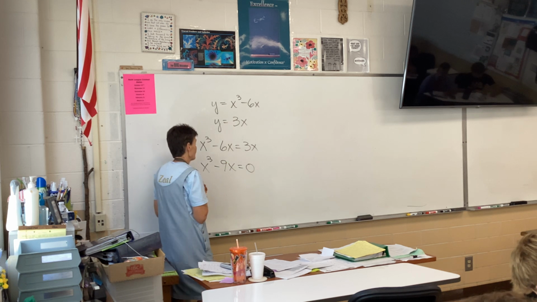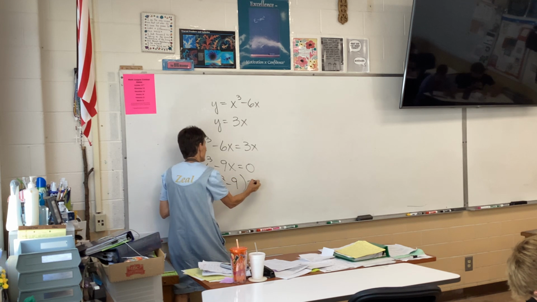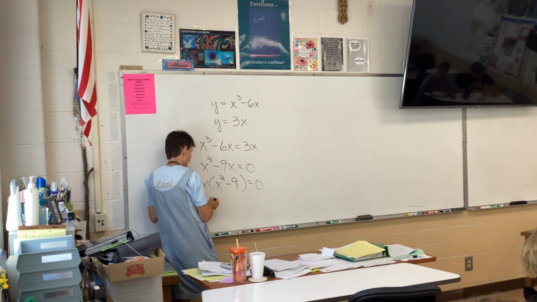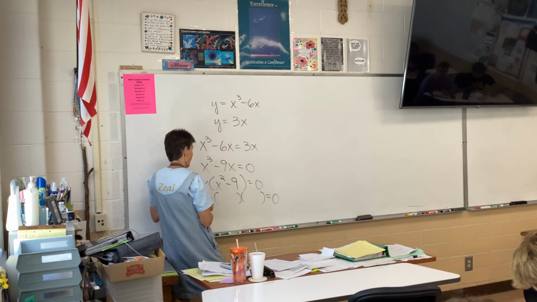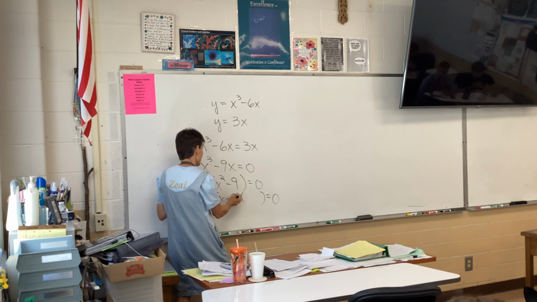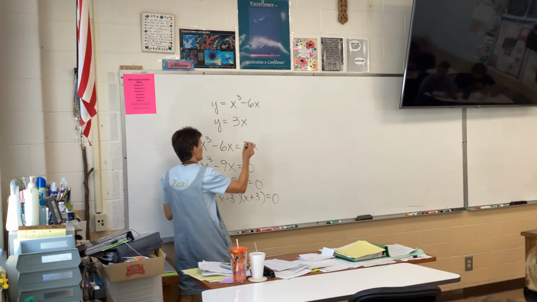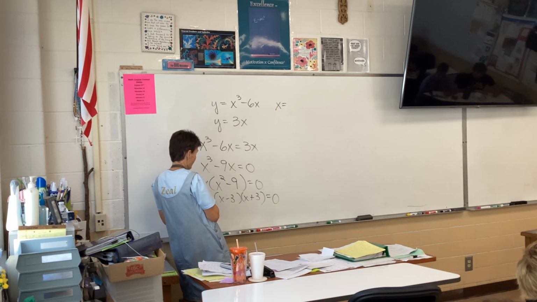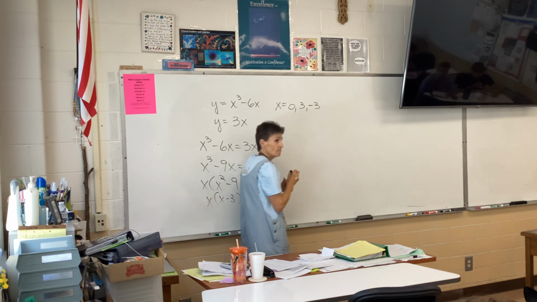Yeah, we can take out our GCF. And then we are left with a difference of squares, which factors how? x minus 3, x plus 3, in either order. So the x values of the equation are 0, 3, and -3.